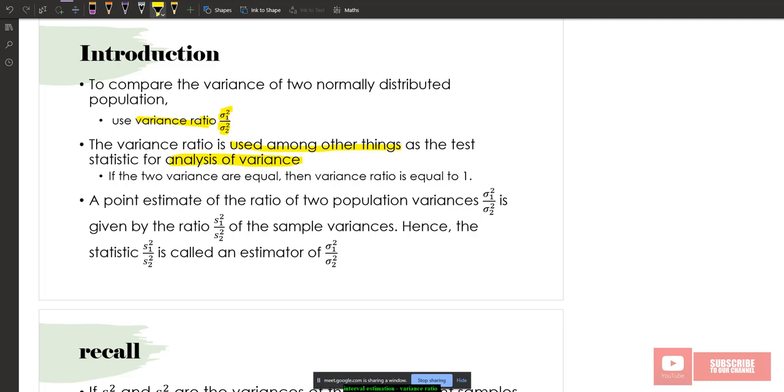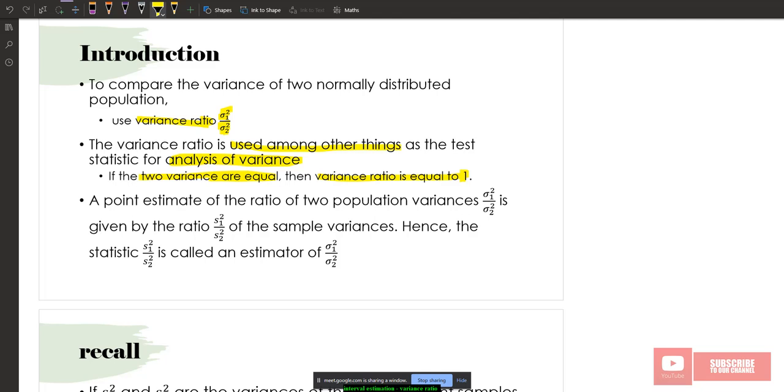So the objective of testing a ratio of two variances is because we want to know whether the two populations have equal variance or not equal variance. If the two variances are equal, then the variance ratio should be equal to 1. So this is one of the objectives.